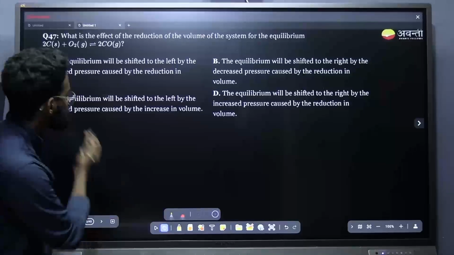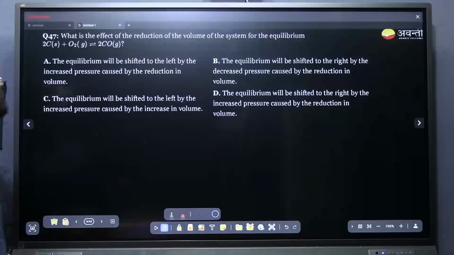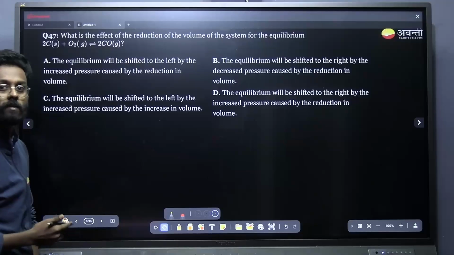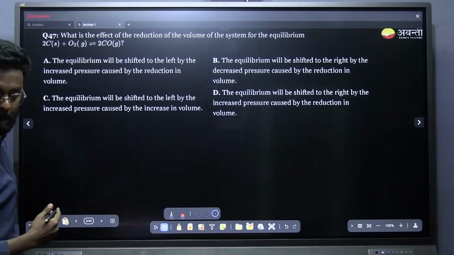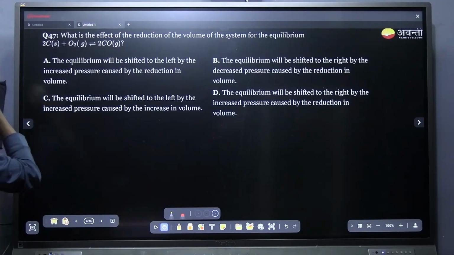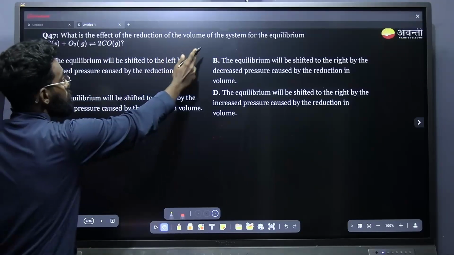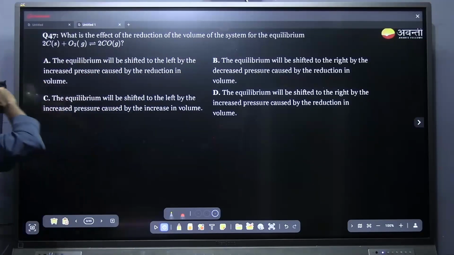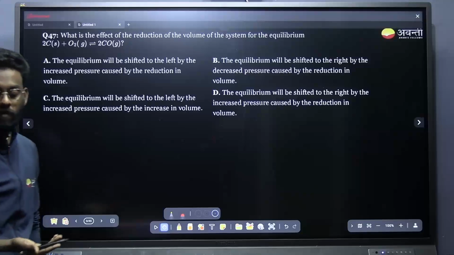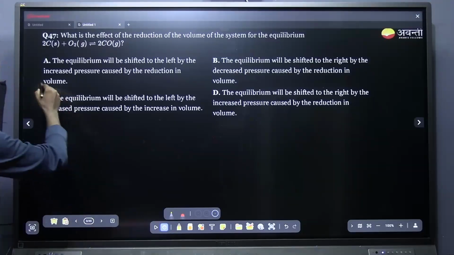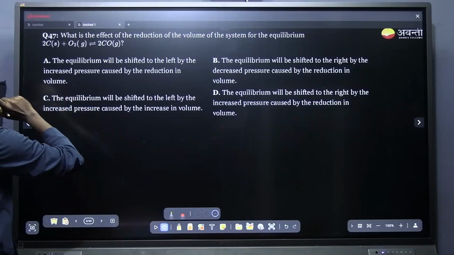Yeah, this type of question I did in the class. Hope all of you are remembering, and hope all of you got the correct answer for this question. Is it? Okay, what is the answer for this one? What is the effect of reduction of volume of the system for the equilibrium? Reduction in volume means what? Option A, yes. Equilibrium will be shifted to left by increased pressure.